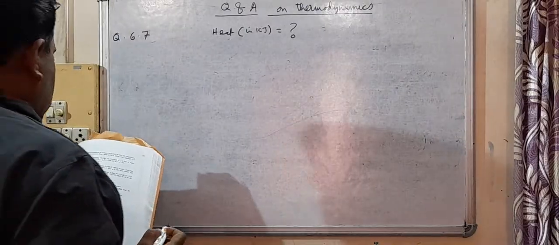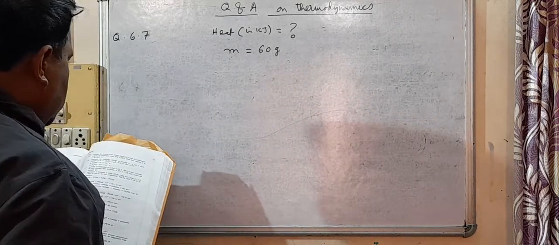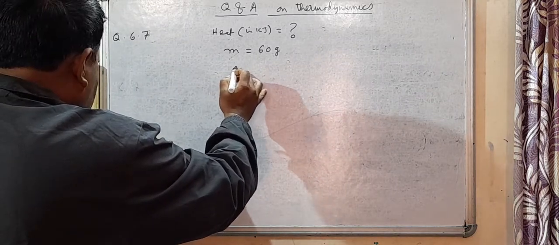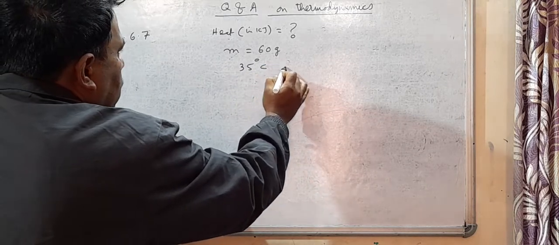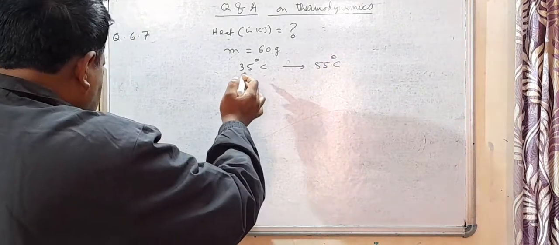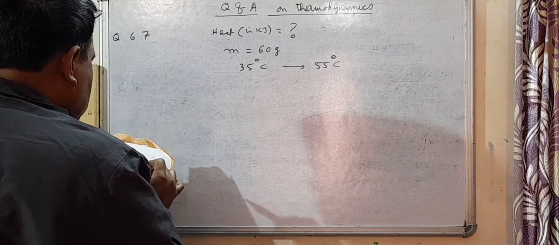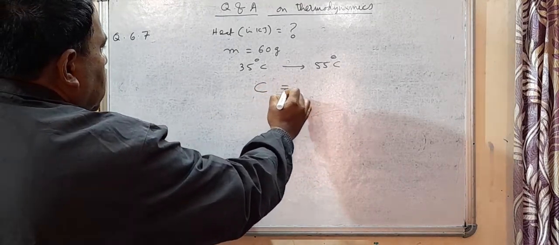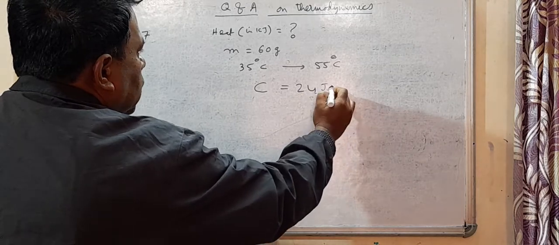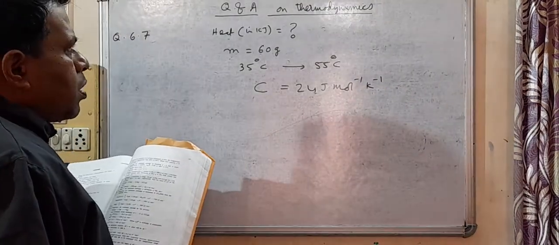To raise the temperature of 60 gram of aluminium. So mass of aluminium is 60 gram, and we have to raise the temperature of aluminium from 35 degrees Celsius to 55 degrees Celsius, and given molar heat capacity of aluminium is 24 joules per mole per Kelvin.